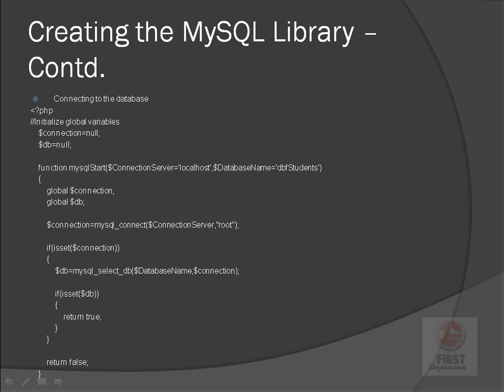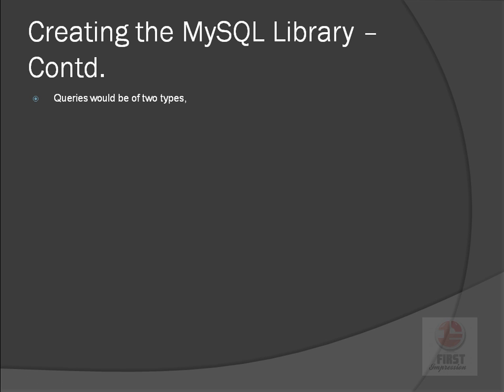So far so good. This was the MySQL start function. This is just used to connect to the database. Then we have the queries function. Queries can be of two types. The first type can be select queries that will return you a result set. Okay, whatever you will say select star from the table, you'll be getting all the records.